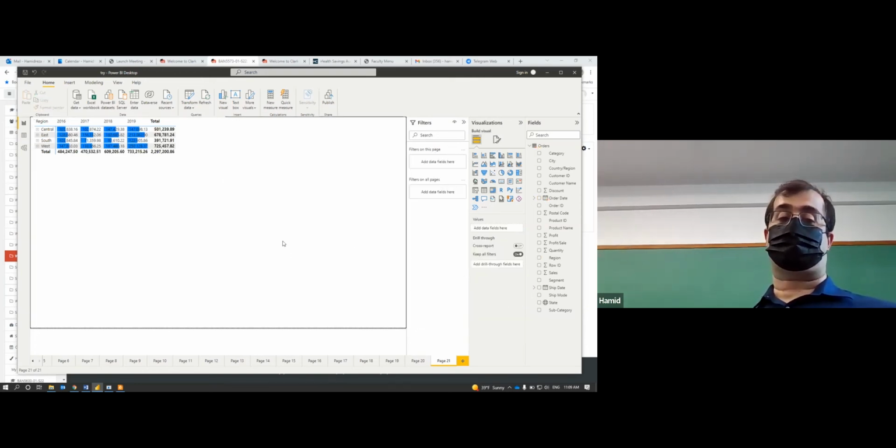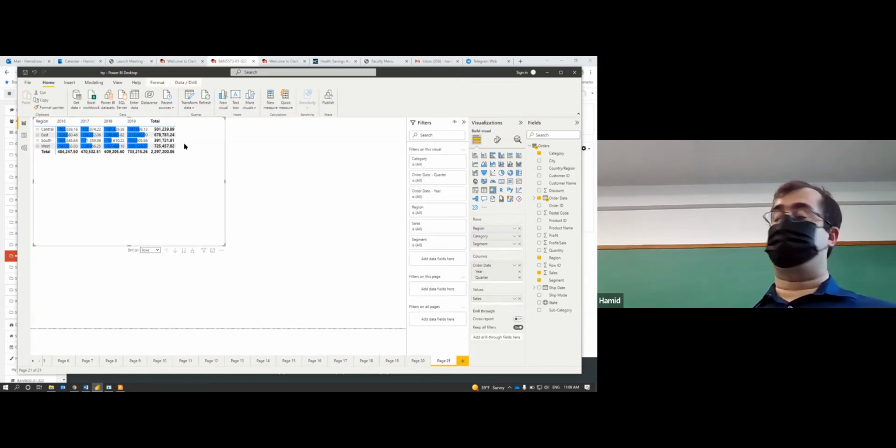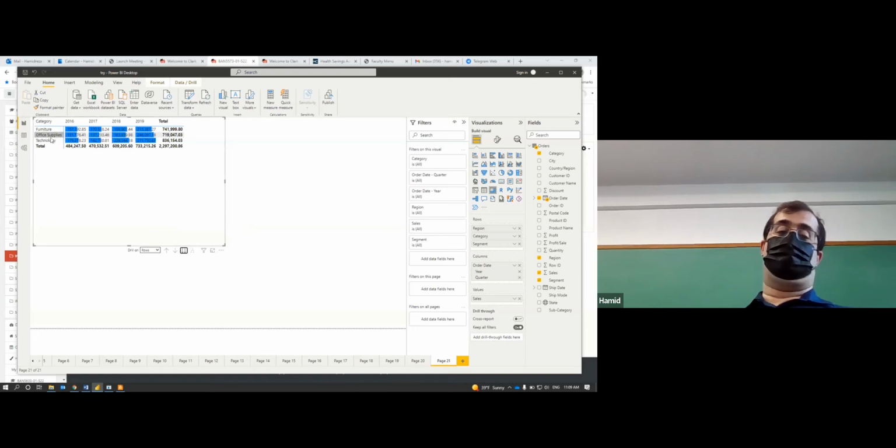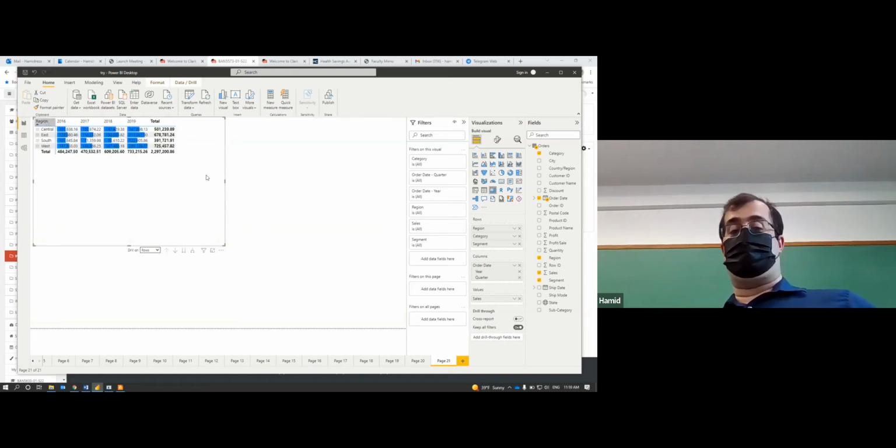So select your matrix. Look at the lower right part. It has some navigation to drill up, return to drill down, go to the next level in the hierarchy, and expand all. So I'm selecting go to the next level, and I'm seeing categories. Before that, it was based on region.